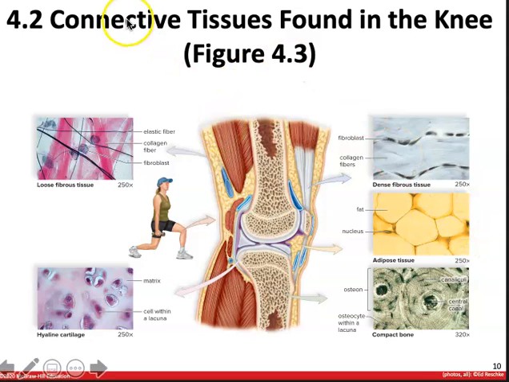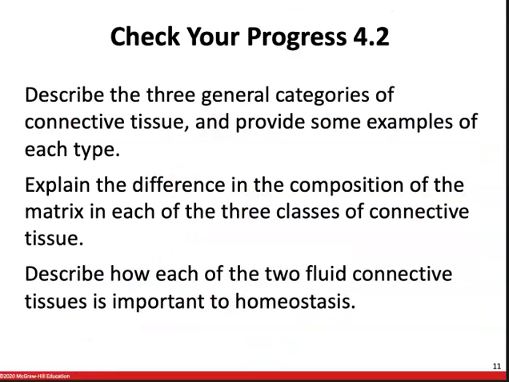So here is a diagram that I want you to spend a little bit of time with, just to become familiar with what the different types of tissue look like. Here is our loose fibrous tissue, hyaline cartilage, compact bone, adipose tissue, dense fibrous tissue. So this is some of those different types of tissues that we talked about and their location in the knee. It's a great diagram to walk through the different types of tissue found in this region.